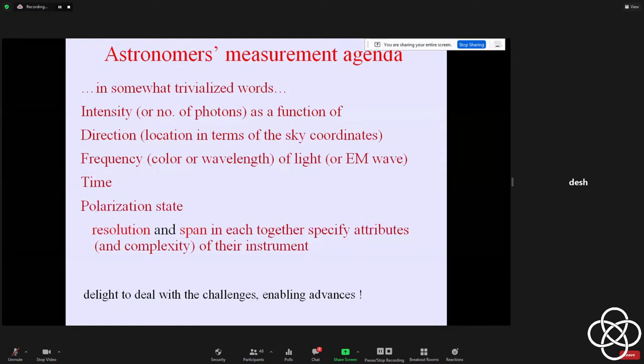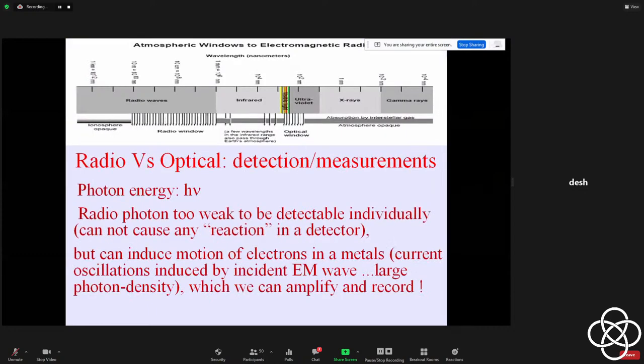So that's what one is up to, essentially. And what we are after is to, of course, have largest span and finest resolution in each one of them. And basically, these two parameters, these two attributes for each one of these entities together define an attribute of an instrument that we are using.